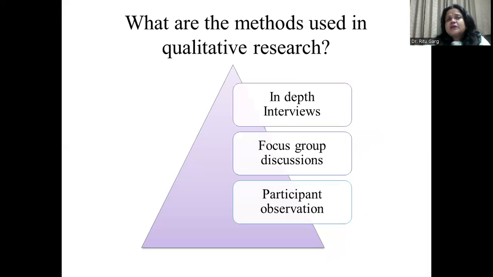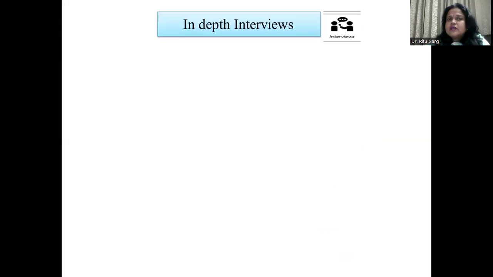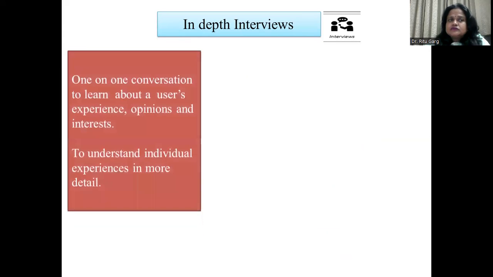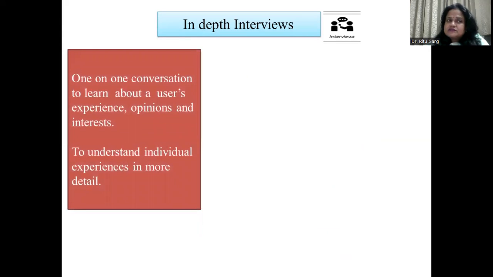So what are the various methods used in qualitative research? They are in-depth interviews, focus group discussions, and participant observation. I will deal with each method in detail. First of all, I will take in-depth interviews. In-depth interviews mean one-to-one conversation. In in-depth interviews, a one-on-one conversation is held to learn about a user's experience, opinions, and interests. It also helps us understand individuals' experience in more detail.